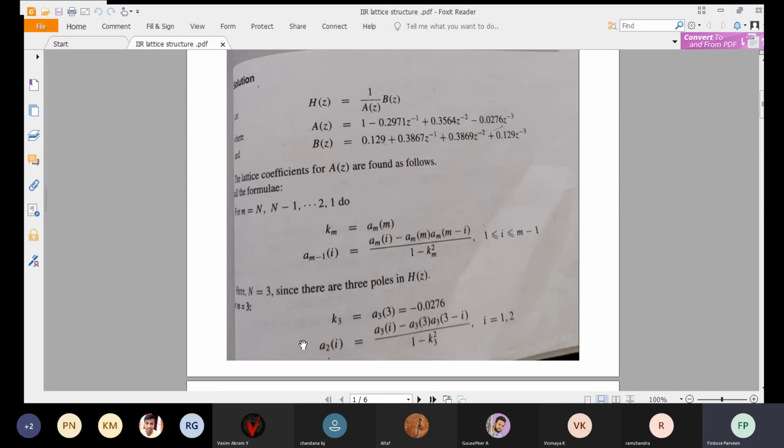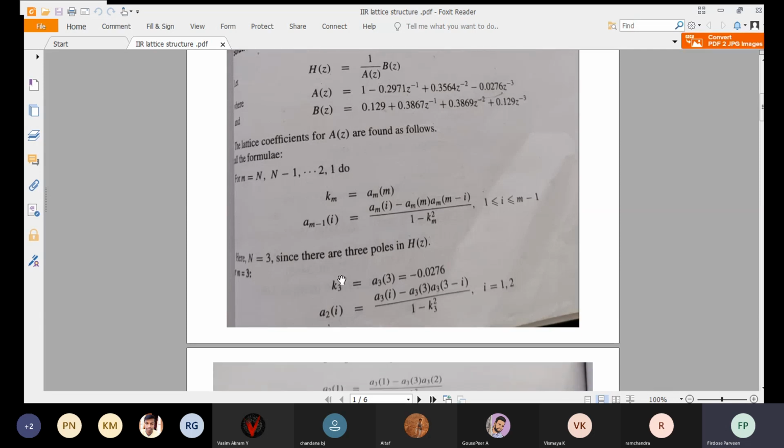So again, the same thing as the previous one we have seen: Km = Am(m). Suppose K2, it is equal to A2(2). If it is K3, then A3(3). Okay, so this is the formula, the same as the previous one. Now here n is equal to 3 as we are having 3 poles in H(z). So now K3 is equal to A3(3).